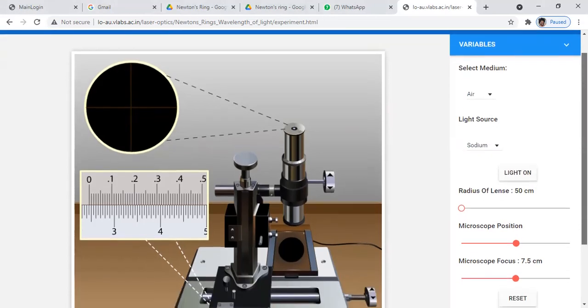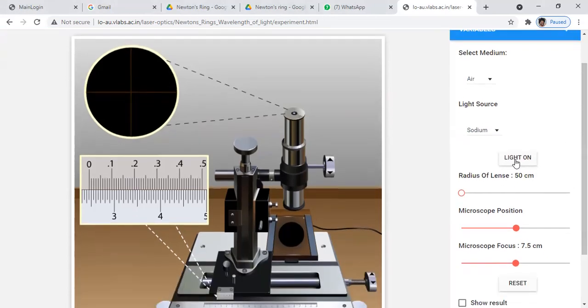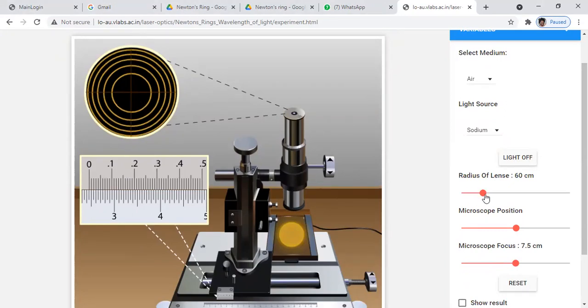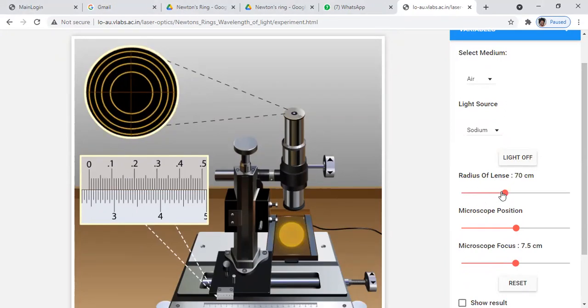Now let me switch on the instrument. I have switched the light on, look. You can also change the radius of the lens. Now it is 50. Now I'll make it 100, or 70. I'll make it 70. So I have set it to 70 here.